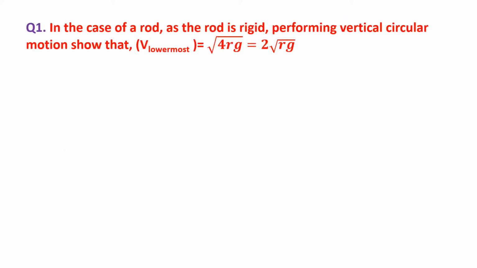Let us solve one application. In the case of a rod, as the rod is rigid, performing vertical circular motion, show that V lowermost is equal to square root of 4Rg, which is equal to 2 square root of Rg.